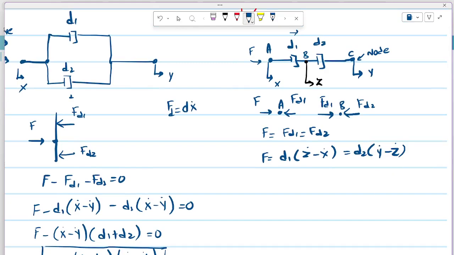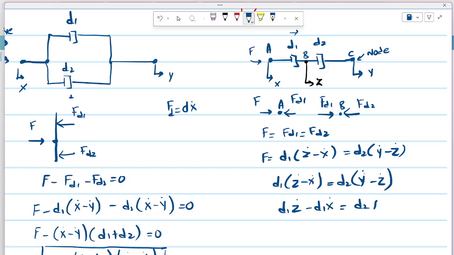You can just write it d1 (ż minus ẋ) is equal to d2 (ẏ minus ż). So we just try to eliminate the z, the extra coordinate we introduced for our solution. So d1 ż minus d1 ẋ equals d2 ẏ minus d2 ż. And I hope you know the meaning of dot, that is d over dt of x, so we call it x dot.